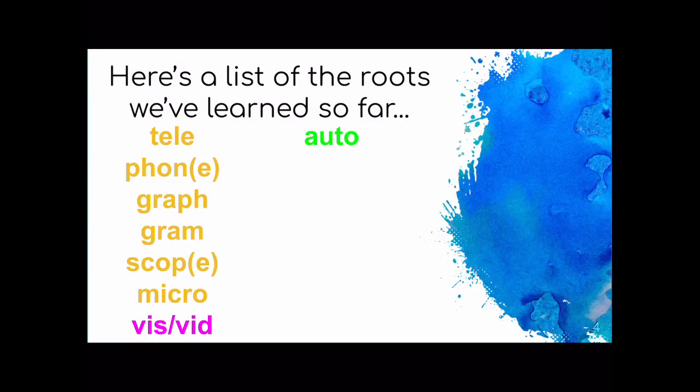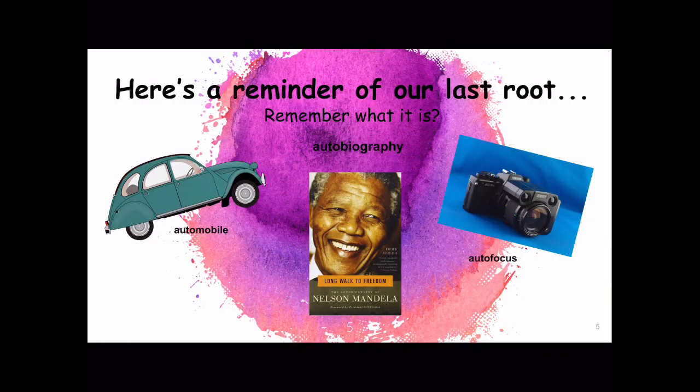So let's do a quick review of our Greek and Latin roots. We know that tele means far or distant. Phone means sound. Graph means to write or draw. Gram means to write. Scope and scop deal with vision or seeing. Micro means tiny, small. And vid also deals with seeing. And then our last root that we worked on was auto.